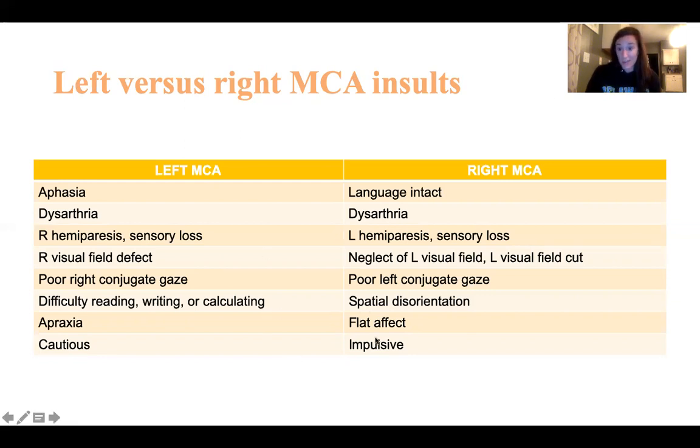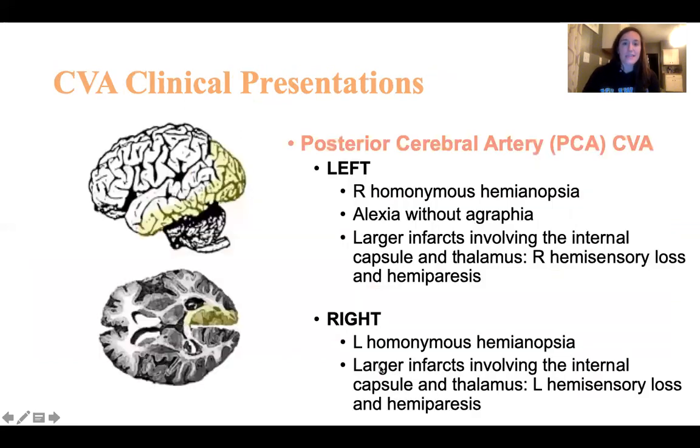I wanted a separate chart for them because this is where we see the most distinguishing characteristics, one side versus the other, compared to the other arteries. For PCA, we think occipital lobe, we think visual loss, and that's the crux of it. That's where the majority of the breakdown happens, most commonly in the form of homonymous hemianopsia. There can be other visual deficits too. We're going to talk about a specific syndrome with a bilateral occipital infarct in a minute.